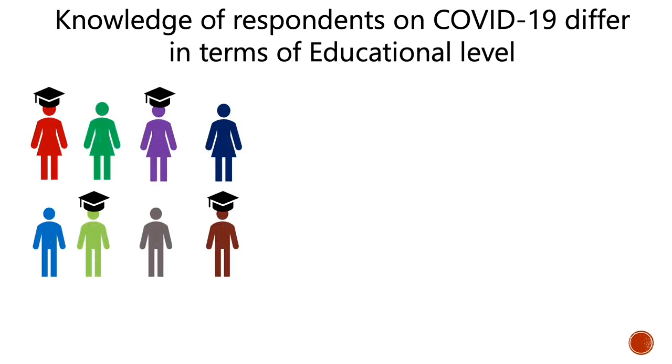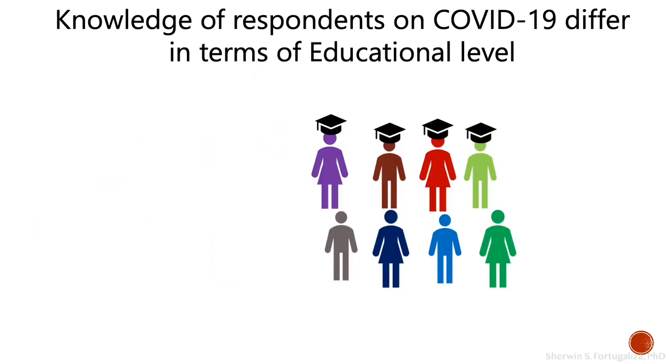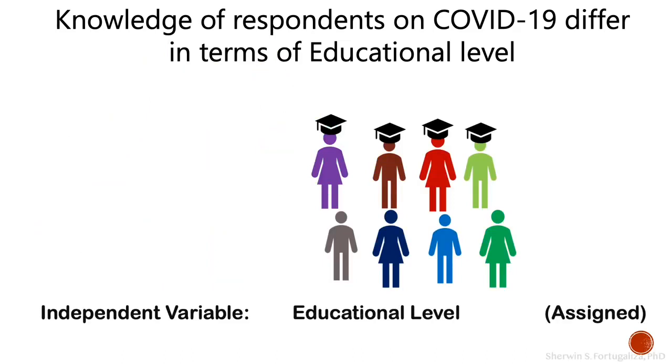Let us also consider this other example. Suppose a researcher wanted to determine if there is a difference in the knowledge of respondents on COVID-19 when they are grouped according to their educational level. In this context, the independent variable is the educational level, and since the researcher can no longer manipulate how it appears to each of the subjects, this type of independent variable is considered to be an assigned independent variable.